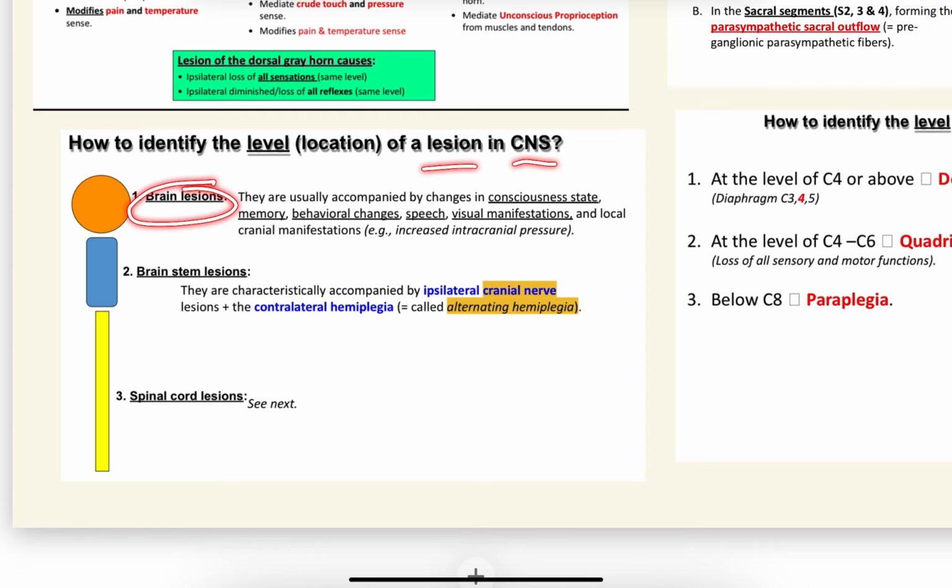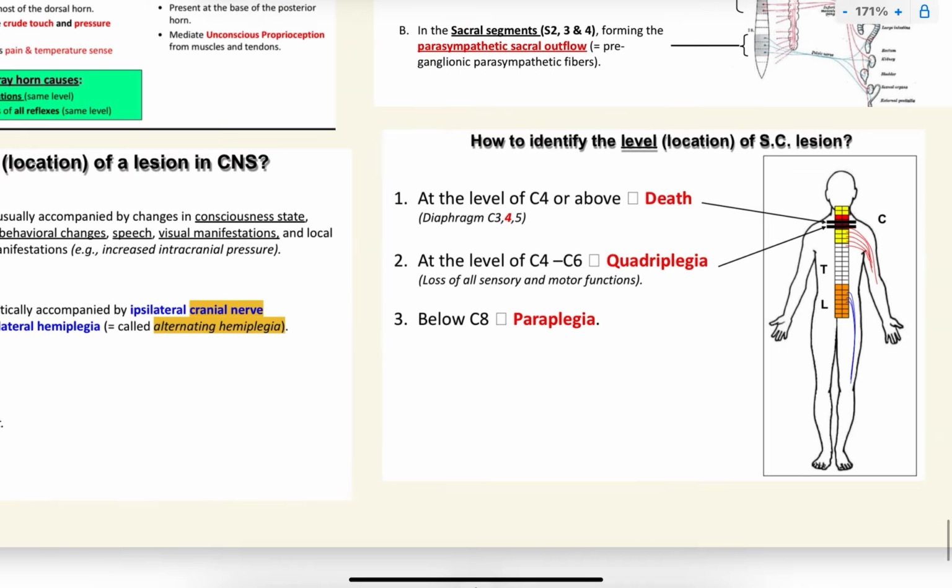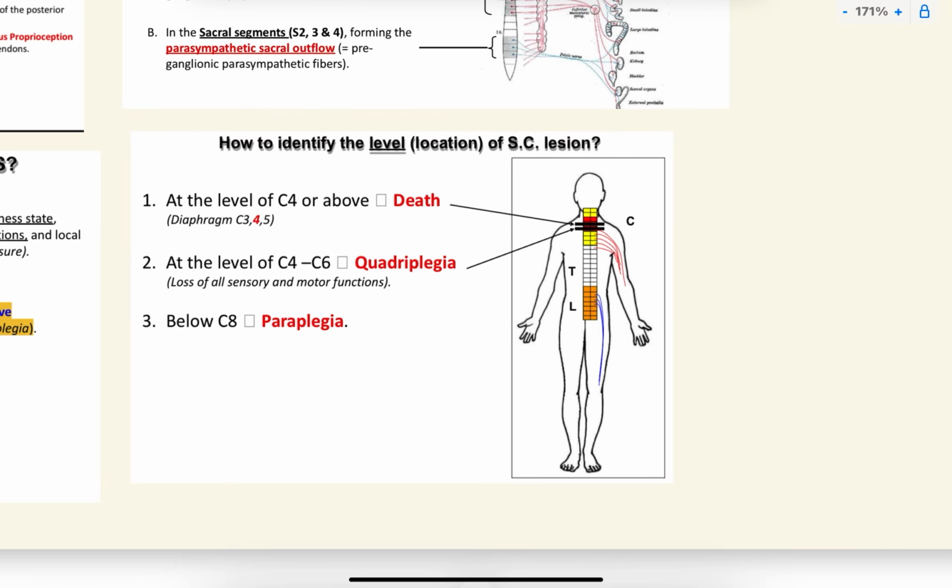Here, how to identify the lesion in the CNS. So you have the brain lesions. They're mainly associated with changes in consciousness, memory, behavior, speech, and vision. The brainstem lesions, on the other hand, are accompanied by what? Ipsilateral cranial nerve lesion, and contralateral hemiplegia. We call it alternating hemiplegia. This term is important to know. Alternating hemiplegia. Okay?